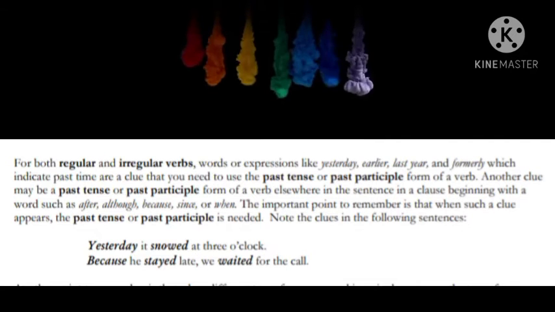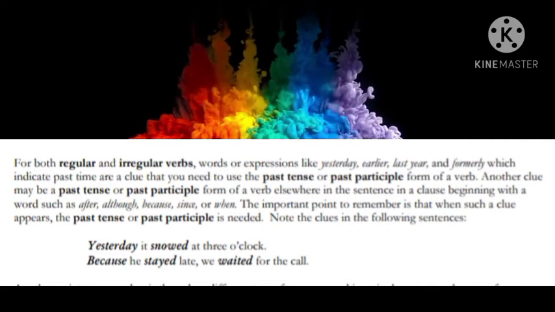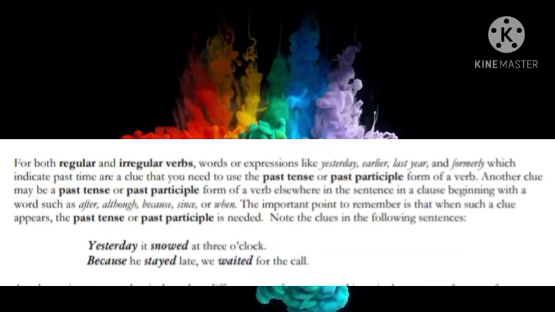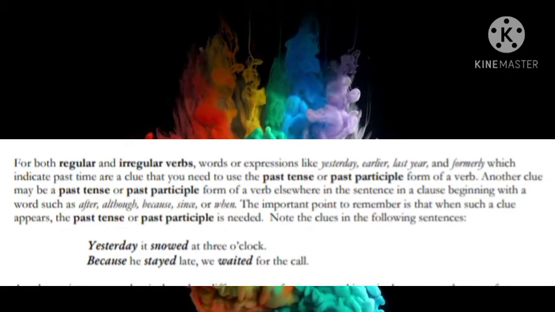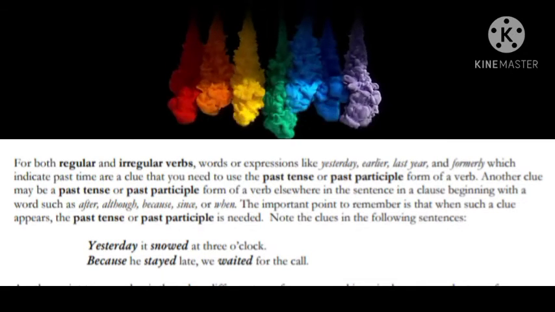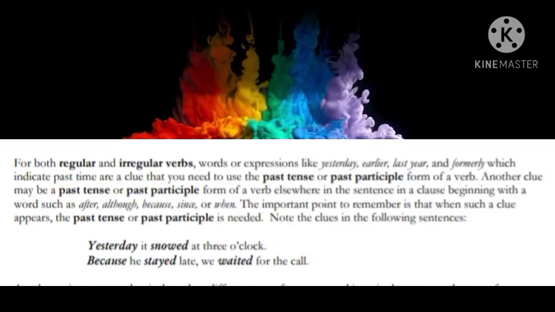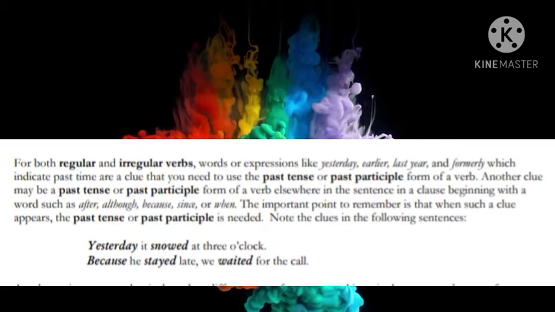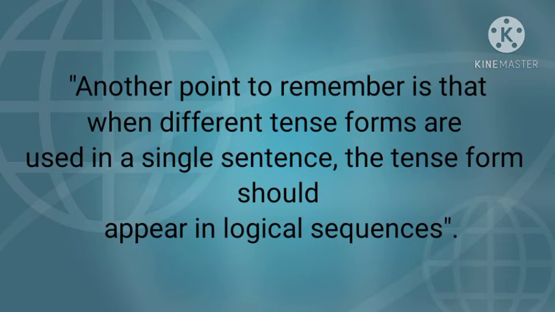And then the important point to remember is that when such a clue appears, the past tense or past participle is needed. Note the clues in the following sentences. Yesterday it snowed at 3 o'clock because he stayed late. We waited for the call. Another point to remember is that when different tense forms are used in a single sentence, the tense forms should appear in logical sequence.